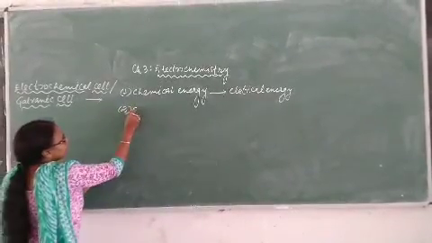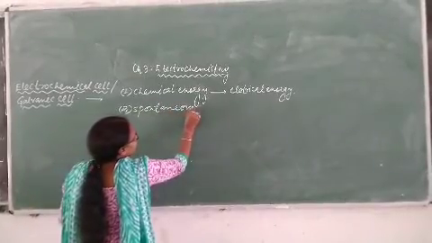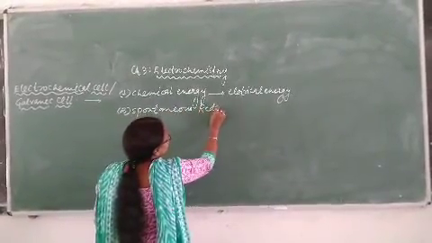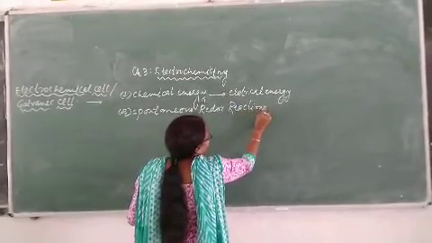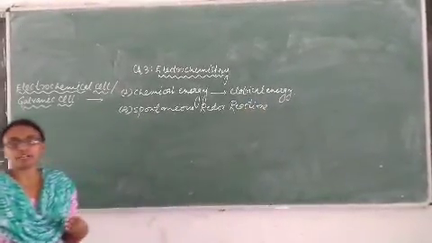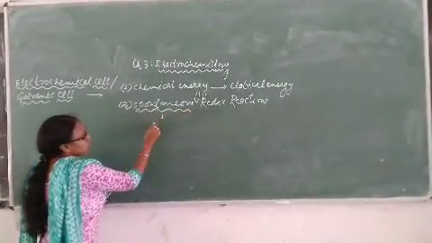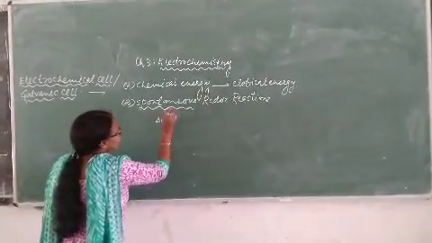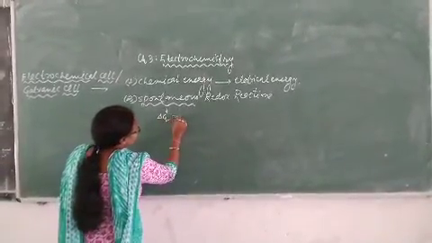So the second point is spontaneous redox reactions. We have already studied that in the case of a spontaneous reaction, what is the value of Gibbs free energy? That is delta G, and it comes out as negative.